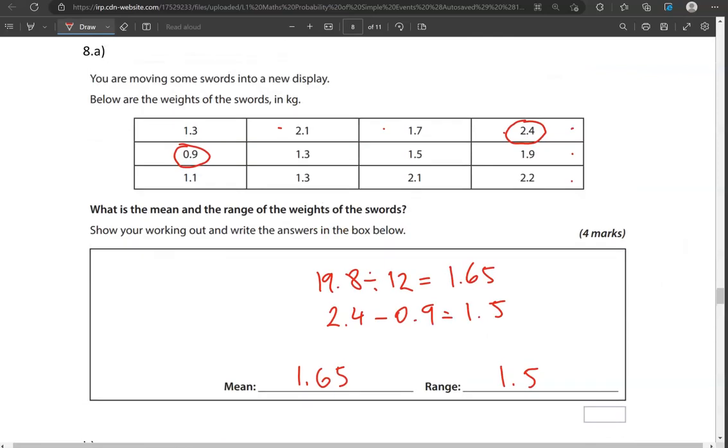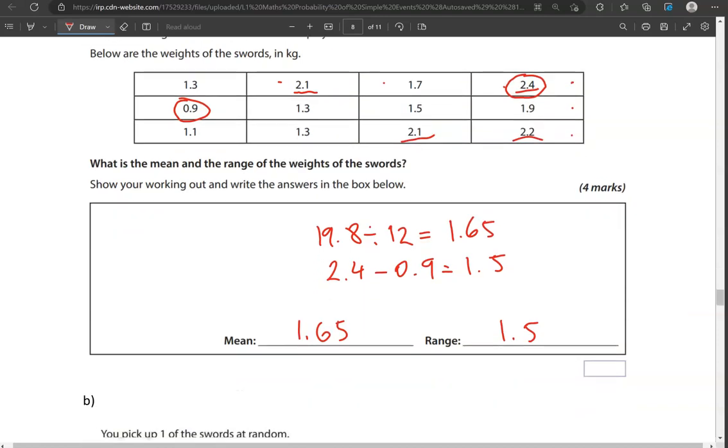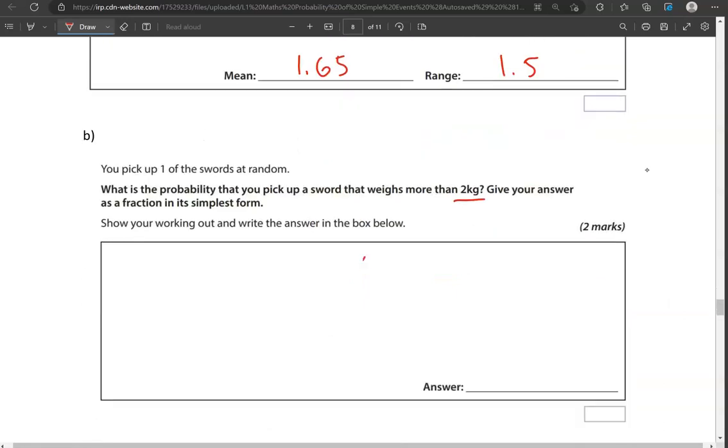So this is more than 2 kilograms. This is more than 2 kilograms. And this one and this one. So it's 4 of them out of the 12. We can simplify this fraction by dividing both numbers by 4, so we get 1/3.